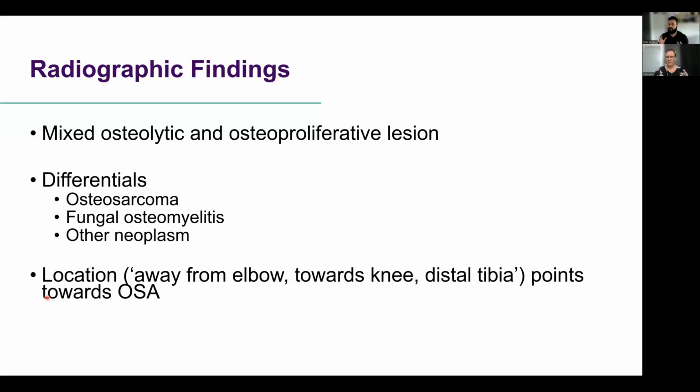Number one is generally speaking going to be osteosarcoma. We could also have fungal osteomyelitis, and we could have another neoplasm as a cause. But the location is super, super important. So osteosarcoma is the most common primary bone tumor of dogs. We like to say that these occur away from the elbow and towards the knee, plus the distal tibia.